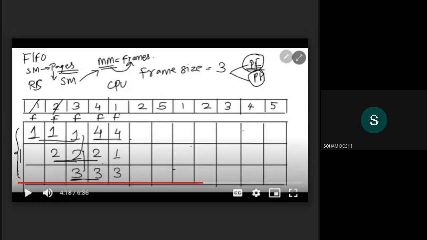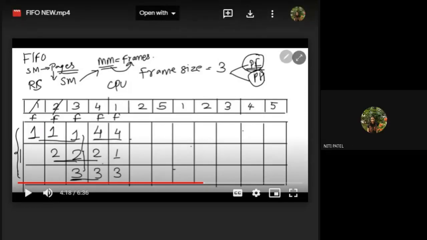Okay, so initially the frame size is 3, so I can load only 3 pages. In the first frame, load 1. In the second frame, copy 1 as it is, load 2. In the third frame, copy 1, 2 as it is, load 3. So every time, depending on the frame size, initially that many frames will have a page fault. Why? Because you are loading them.